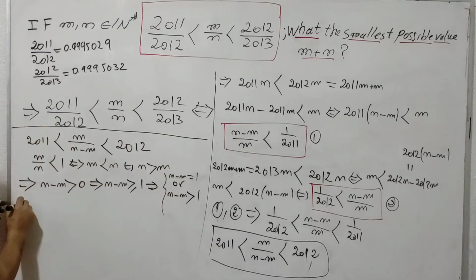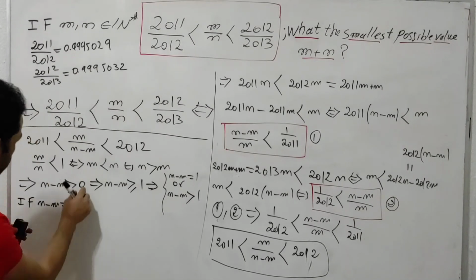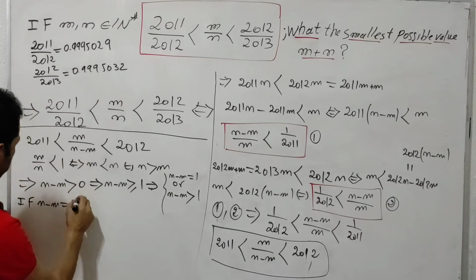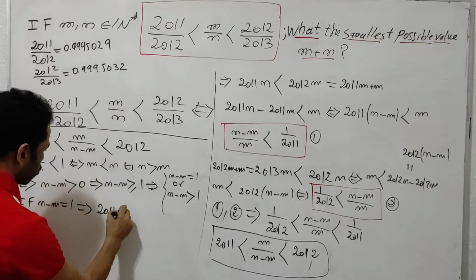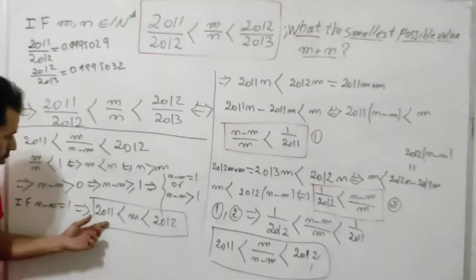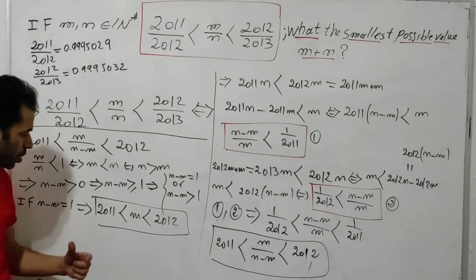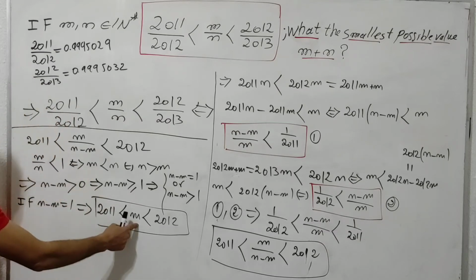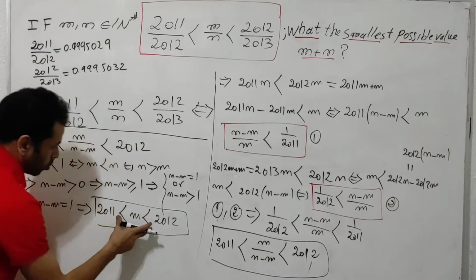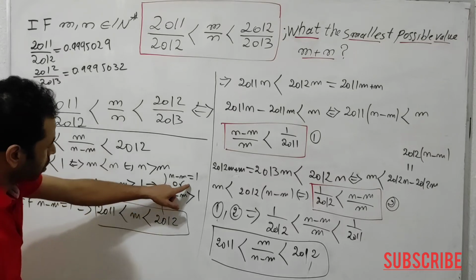Okay, let's take the first case. If n minus m equal to 1, that means I'm replacing the denominator with number 1. This implies 2011 is strictly inferior than m is strictly inferior than 2012. Now we found m as an integer number between two whole numbers, which is impossible, because it's impossible to have a natural number between two consecutive whole numbers. This provides us with a contradiction. So that means this possibility does not exist.